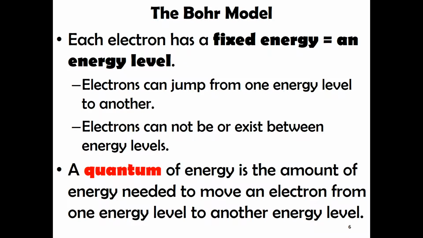So each electron has a fixed energy. This fixed energy is its energy level. Electrons can jump from one energy level to another, but electrons cannot exist between the energy levels. So you will never find an electron halfway between two energy levels. It's either at one energy level or it's at the other energy level.